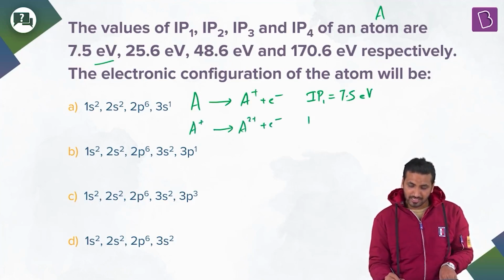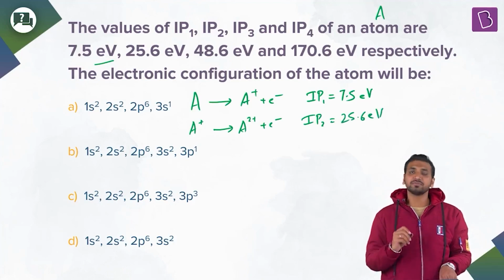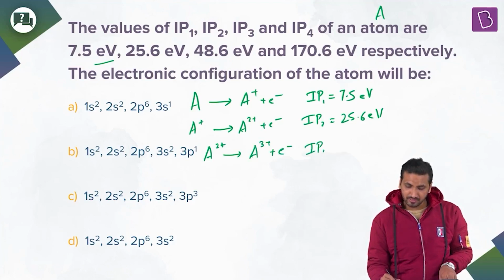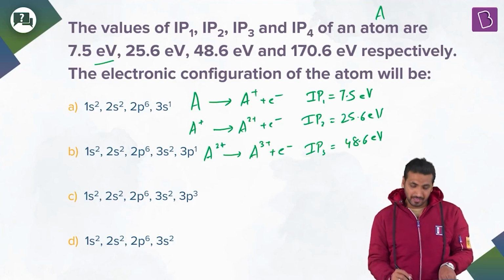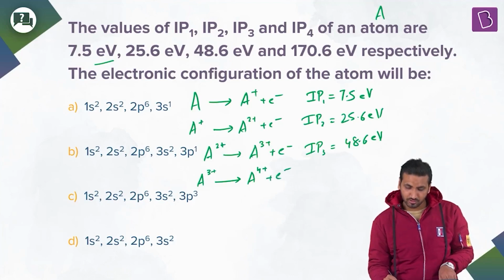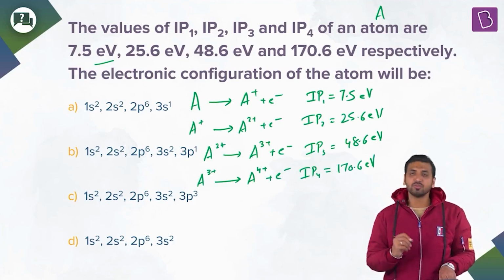1 electron, and IP2 given to us is 25.6 electron volt. Perfect. Similarly, we are going to do it for third electron, A 2 plus to A3 plus. Electron is lost. IP3 is 48.6 electron volt. Right? For fourth electron, A3 plus to A 4 plus, 1 electron is lost and IP4 value given to us is 170.6 electron volt. Perfect.